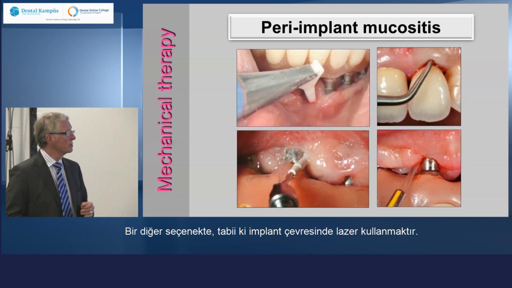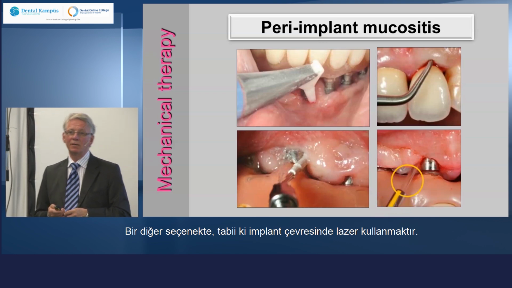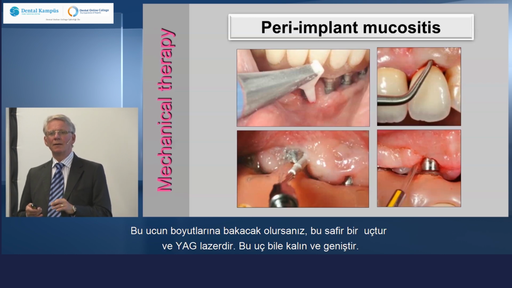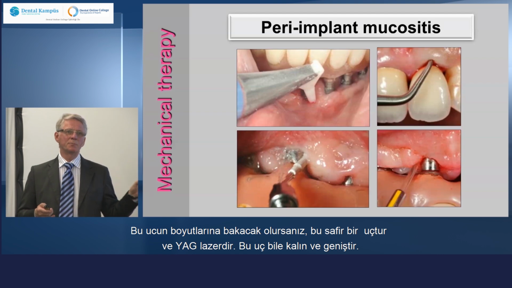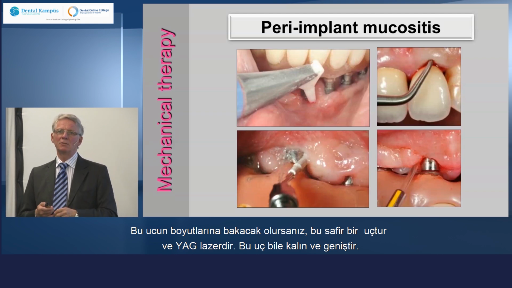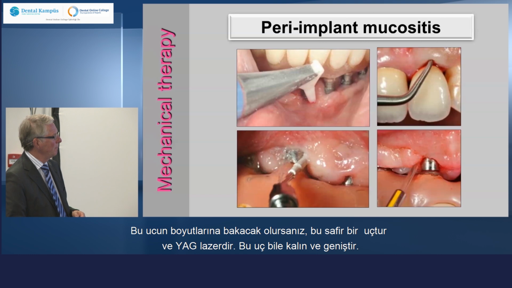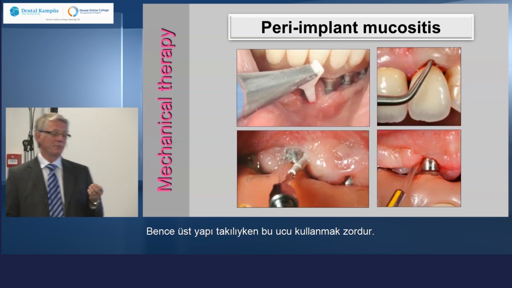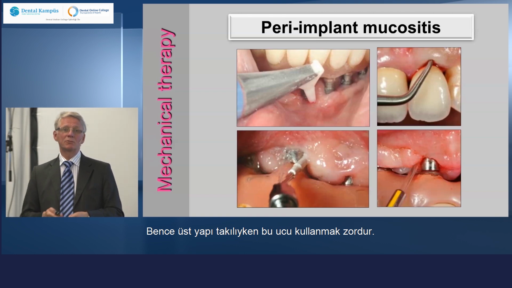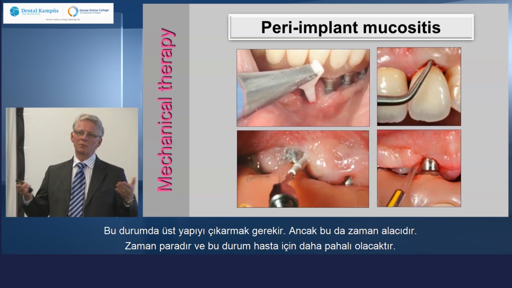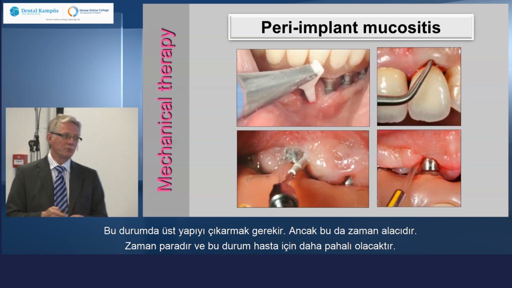Another option, of course, is using laser devices around the implants. Also, if you look at the dimension on this specific tip, it's a sapphire tip, and it's a YAG laser, and even that tip is quite big and bulky, and it is, in my mind, difficult to use when you have the superstructure in place. I rather would like them to take off the superstructure, but that also is time consuming, and time is money, and this will cost more for the patient, of course.